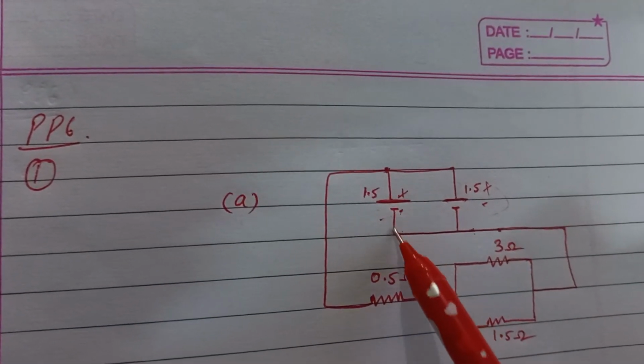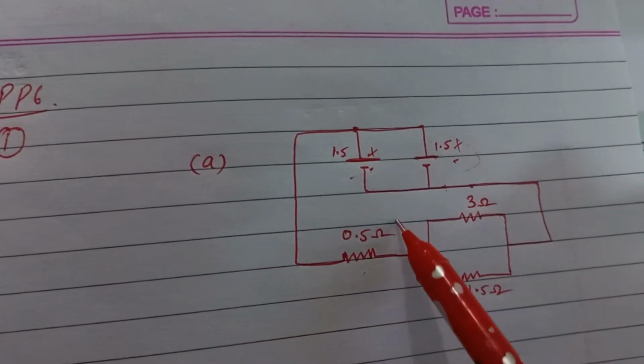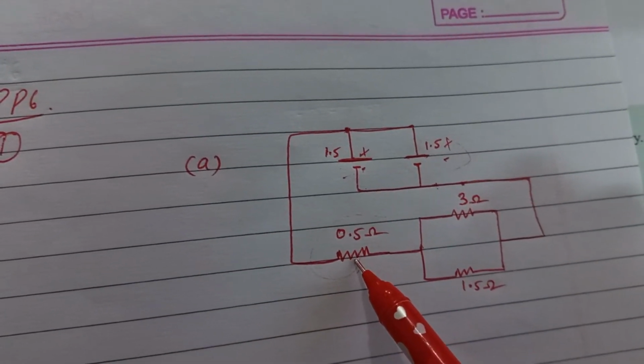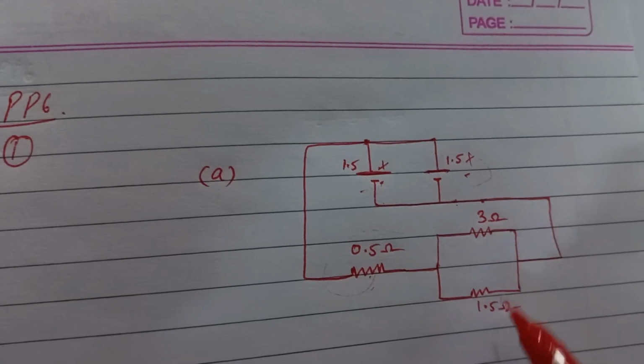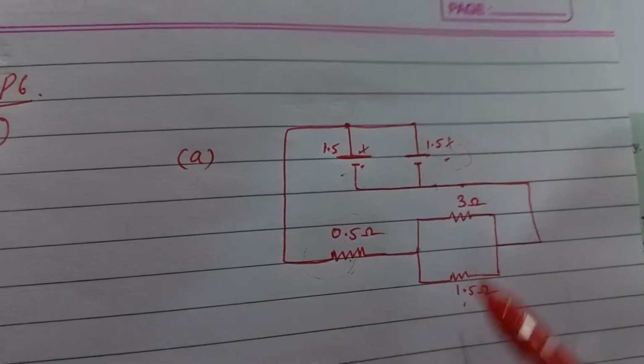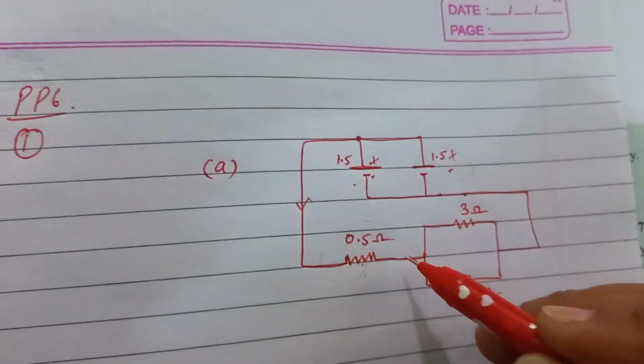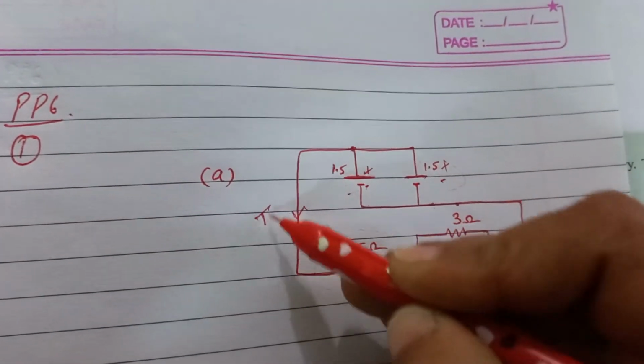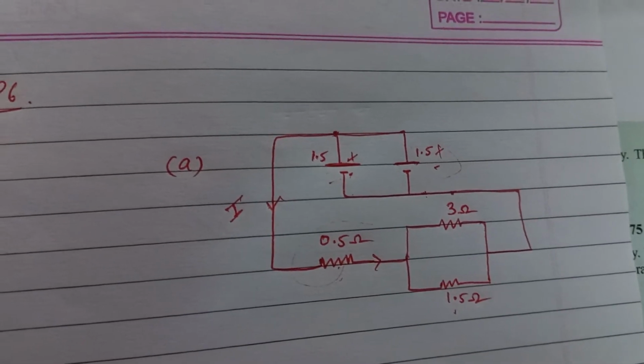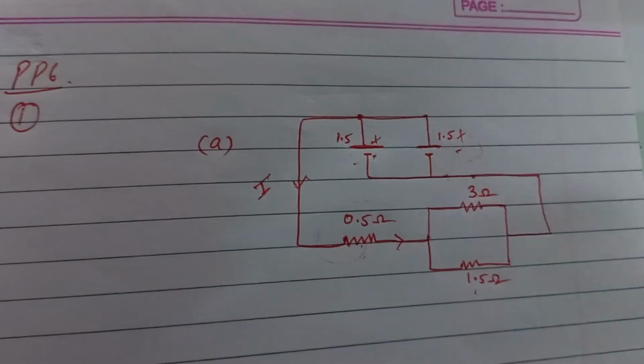Now this battery is connected to the external resistance of 0.5 ohm and the two resistances 3 and 1.5 ohm in parallel. So this one is the complete diagram, and current is from this to here. This current is called I. So this one is a circuit diagram. This is the A part.